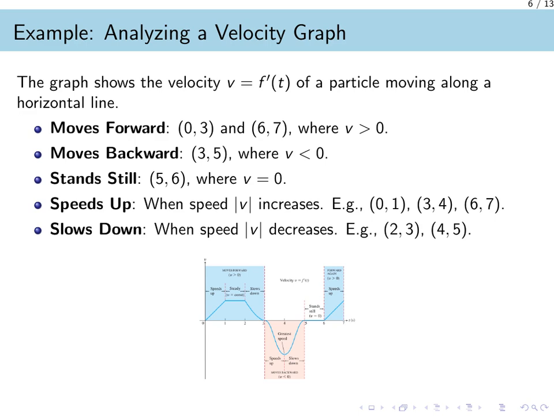A common point of confusion is to look at the slope. Remember, the sign of the velocity itself tells us direction, not the slope of this particular graph. The key is to read the graph's value for direction and its distance from the axis for speed.